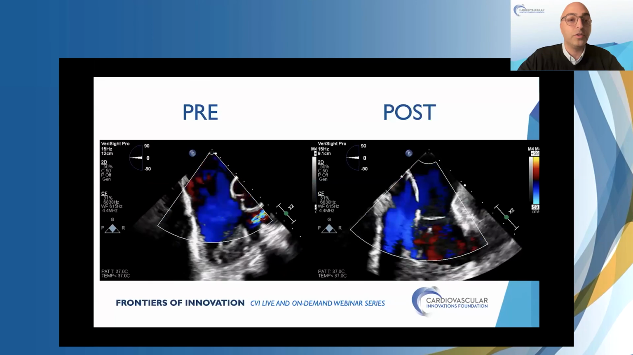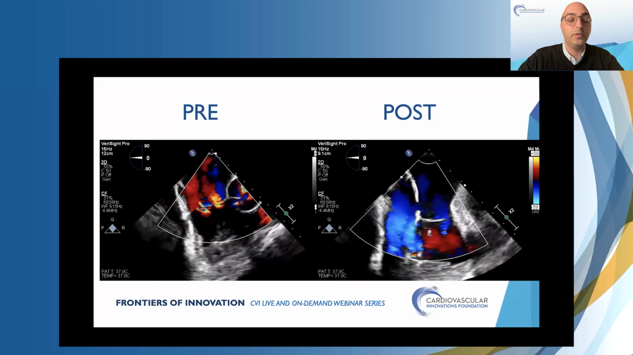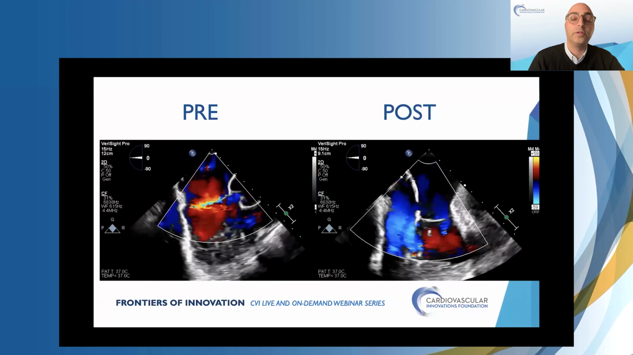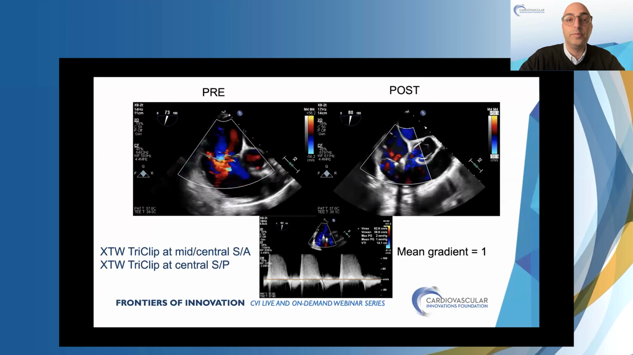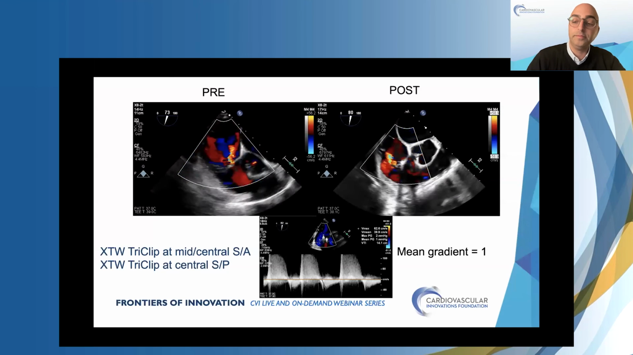This is the end now. So here's 3D ICE pre-post. You can see the marked reduction in TR we have with our 2 clips. And here it is with TEE pre-post. You can kind of see we markedly reduced the TR, and our mean gradient was only 1.